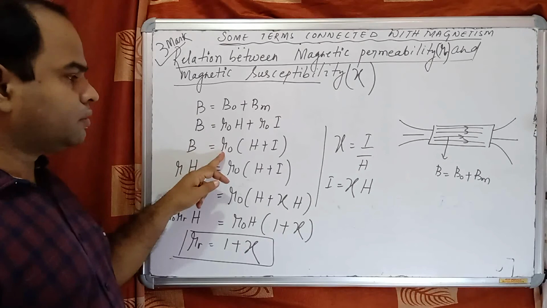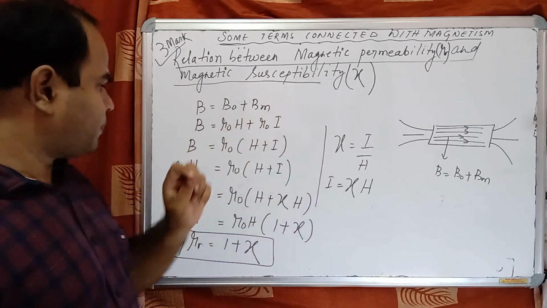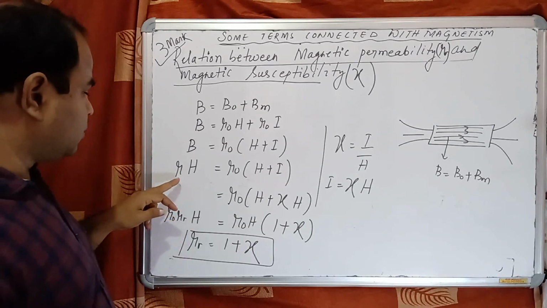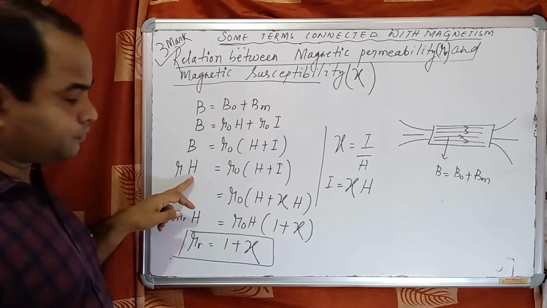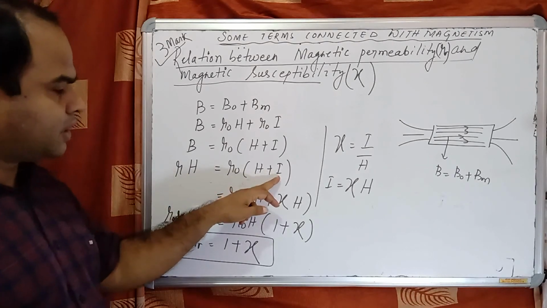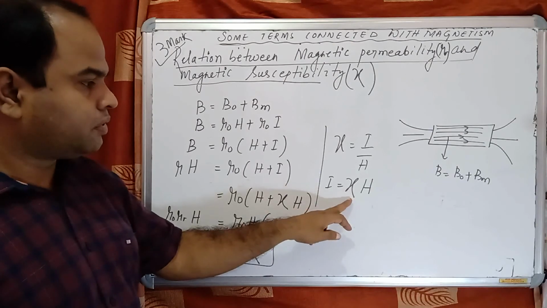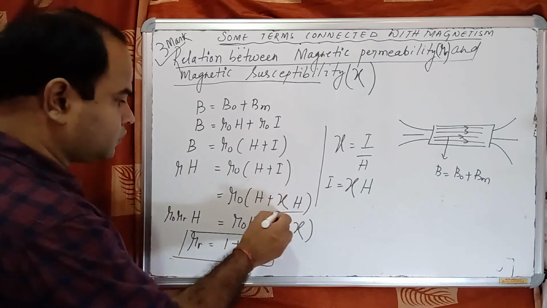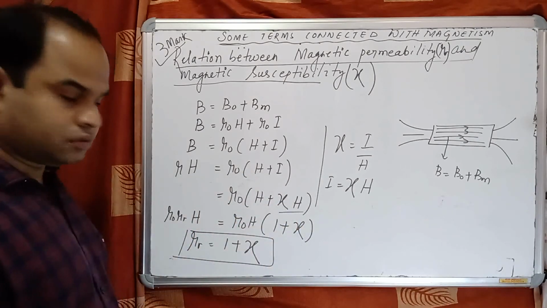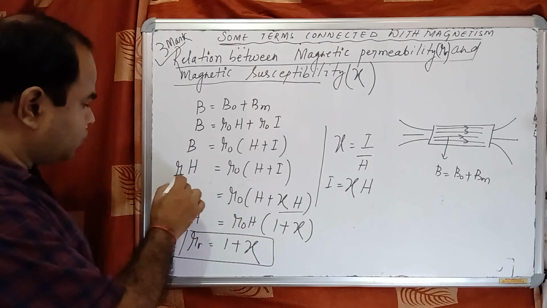Taking mu naught common, B is mu naught into H plus I. Again, the magnetic field at any medium is B equal to mu into H, and that is equal to mu naught into H plus I. We know susceptibility is I by H, so I is equal to psi into H. Substituting, we get mu H equals mu naught H plus psi into H. Taking H common, we get mu naught into 1 plus psi. Also mu is equal to mu naught into mu r.